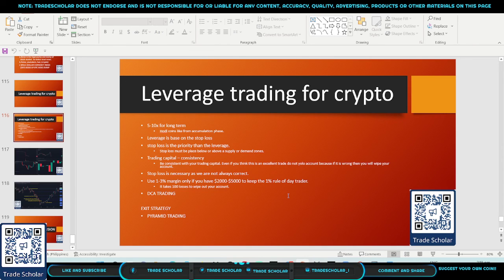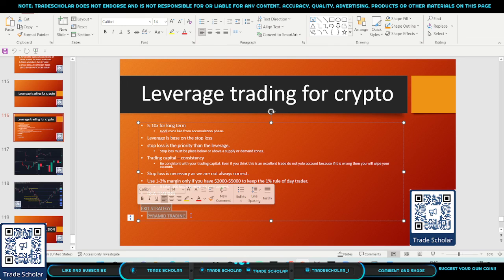Trading tutorial. So right here, right now, we are looking at pyramid trading, okay? Exit strategy. This exit strategy is necessary because everybody knows how to enter, knows where to place stop loss, but in taking profit, most lose their profit. They don't know where to take profit. So this is exit strategy.